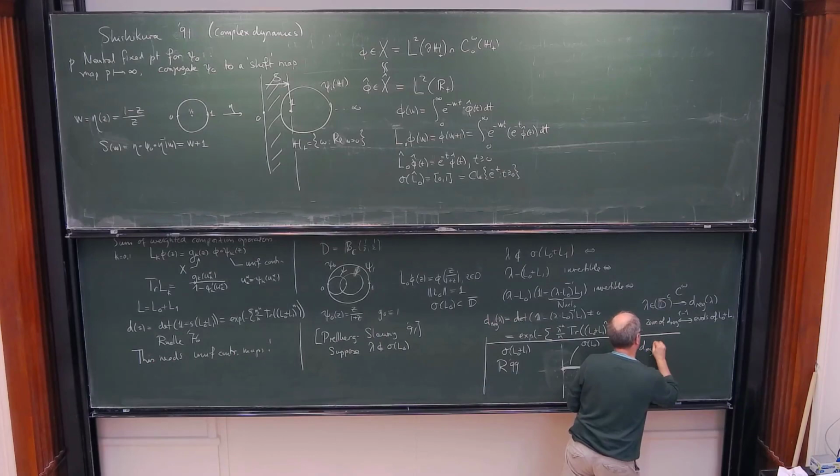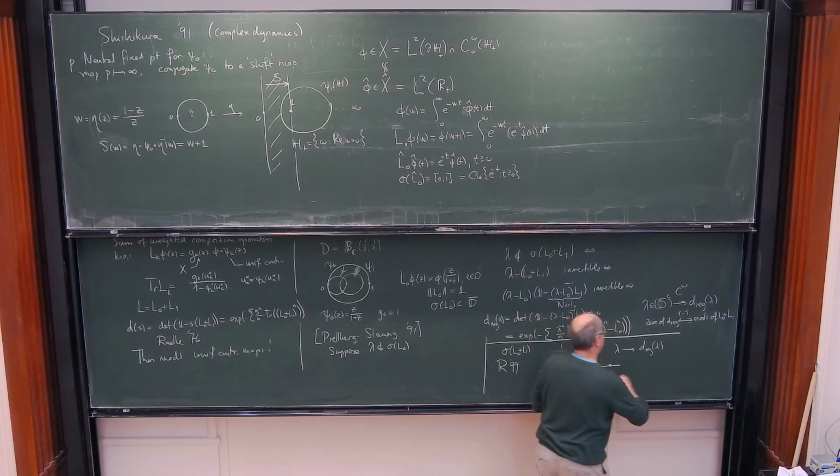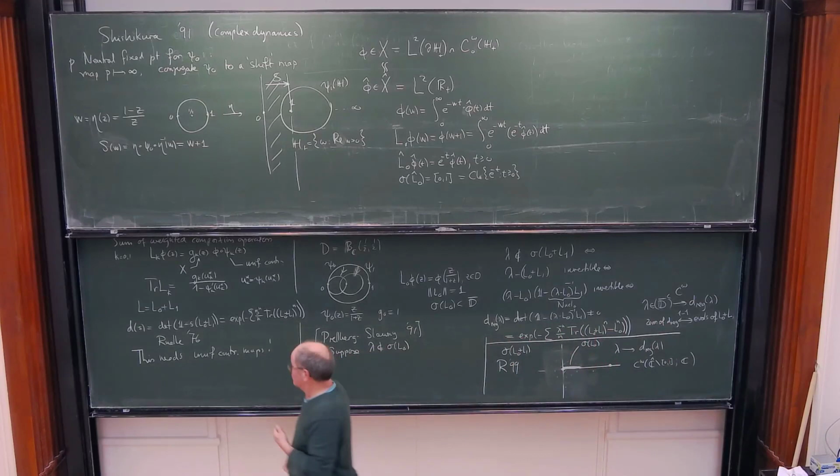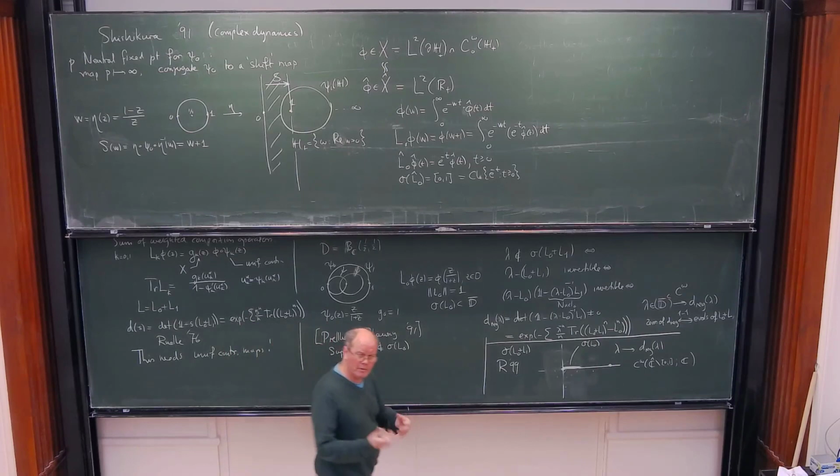It's actually analytic from C, actually including infinity if you want, minus the unit segment, and then to C. So the question is now, what can happen when you get close to the segment 0,1?